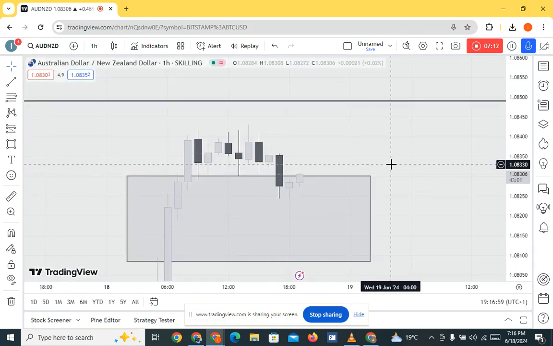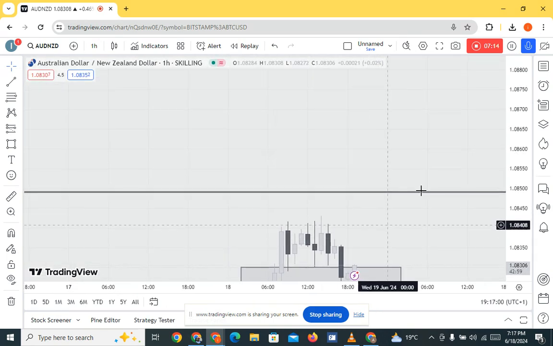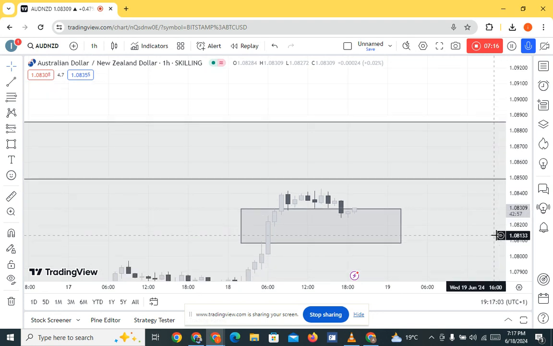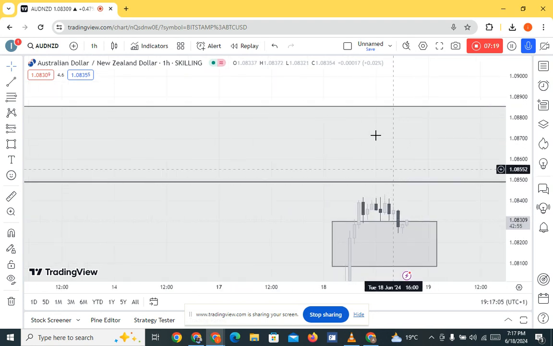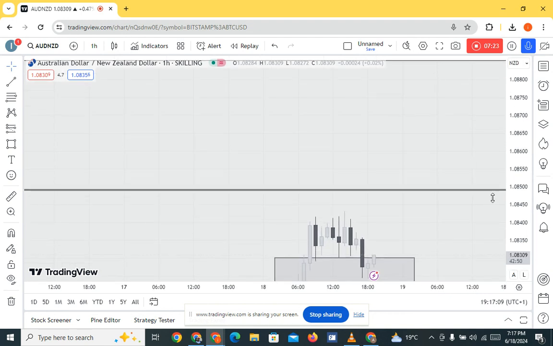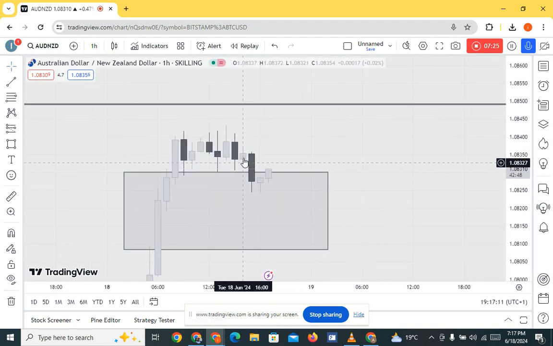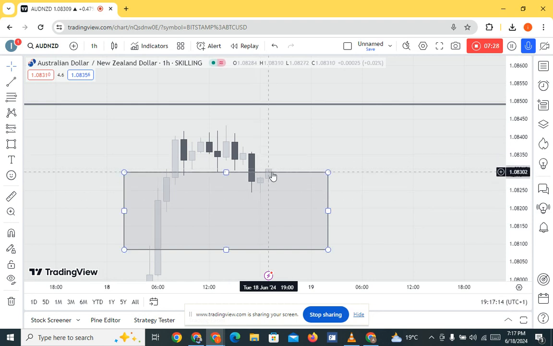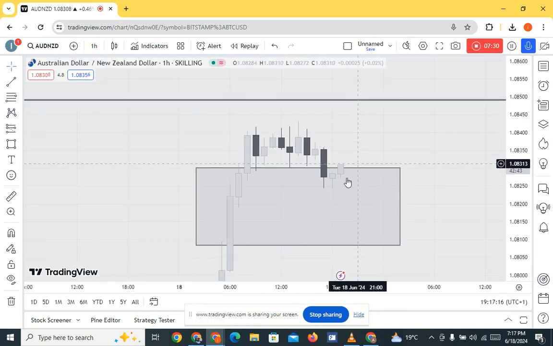Because our target is very near. This is our target right here. This area is our target, so it's very near. So we tap into this. Now what we're waiting for is fair value gaps going higher.